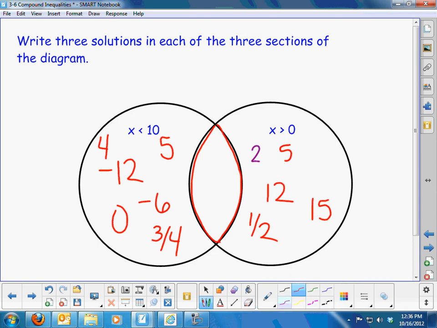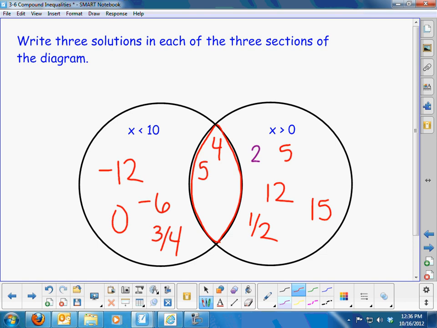But then you have this area in the middle that is the overlapping area. So if it makes both x less than 10 and x greater than 0 true, we're going to put it in the middle section. Let's look at the 4. 4 is less than 10, but 4 is also greater than 0. So it's going to go in this middle section here, and I'm going to erase the 4 from this circle because it makes both true. Let's look at 5. Is 5 less than 10? Yes. Is 5 greater than 0? Yes. So that would also go in the middle section.